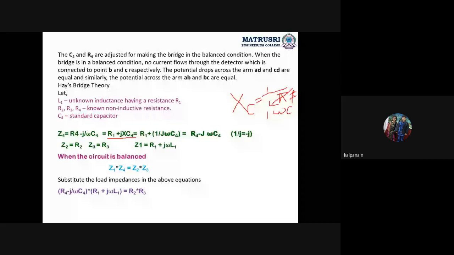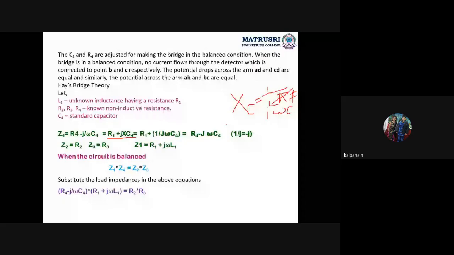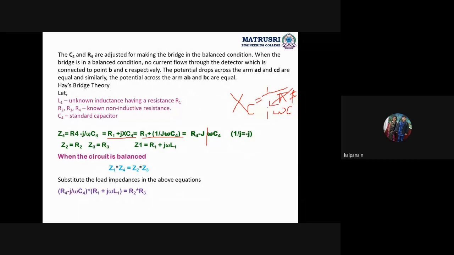Now here 1 by j we can write as minus j. This is the rule. So here what we are writing is R4 minus 1 by omega C4 as usual, but j we are writing in the numerator, not in the denominator. Actually, according to the formula, j should be present in the denominator, but we are replacing 1 by j as minus j. So Z4 is equal to R4 minus j by omega C4. This is the new one.